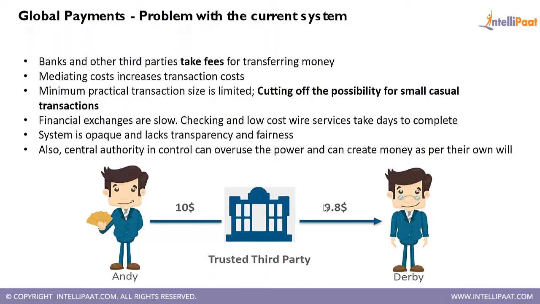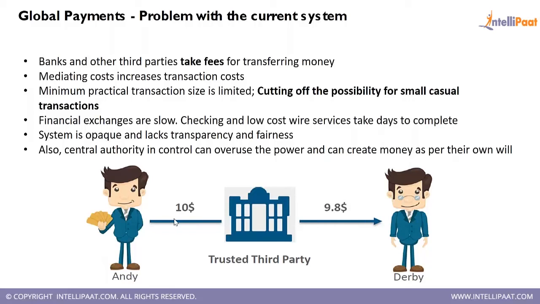Banks and other third parties take fees for transferring funds. That's what we talked about, isn't it? There are administrative charges levied today for certain job functions, such as AML and KYC checks and some other validations that these centralized authorities perform, and they charge for making those transactions happen. Mediating cost increases transaction cost.